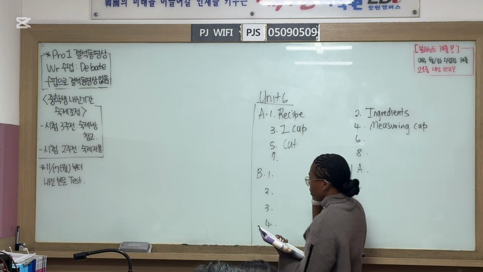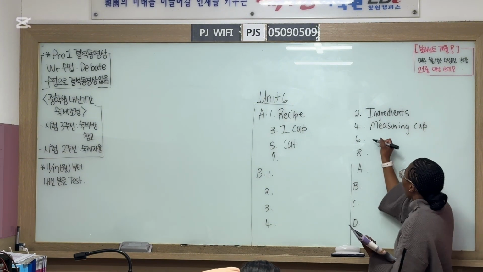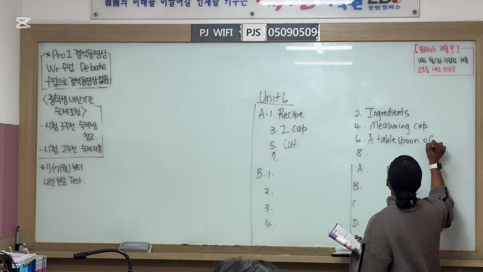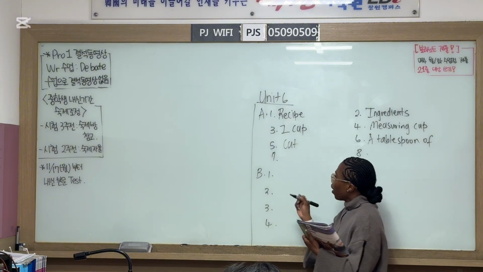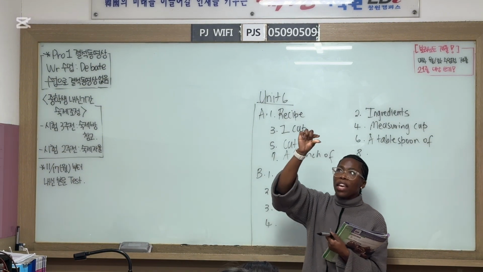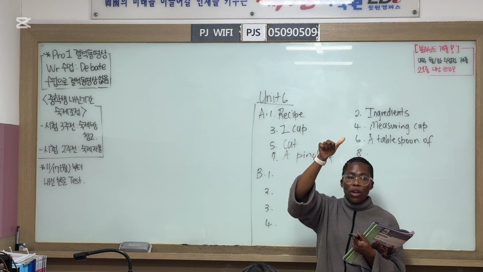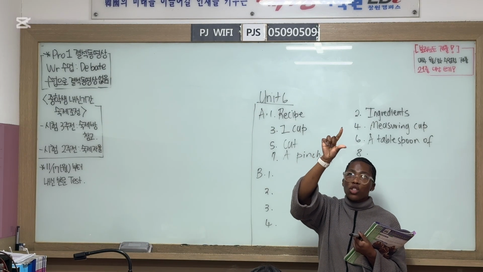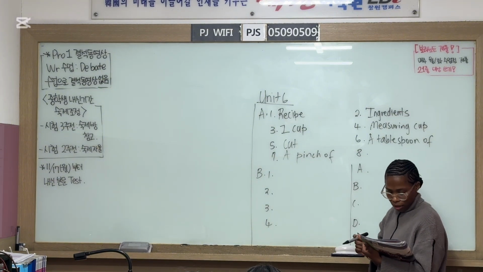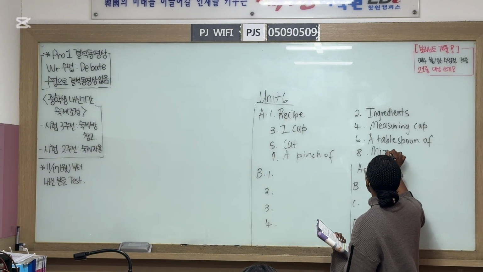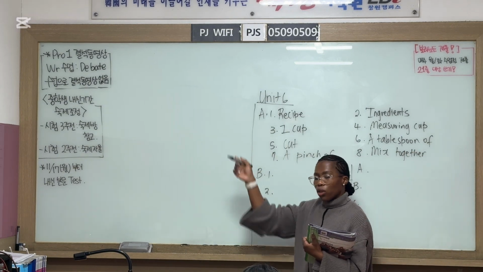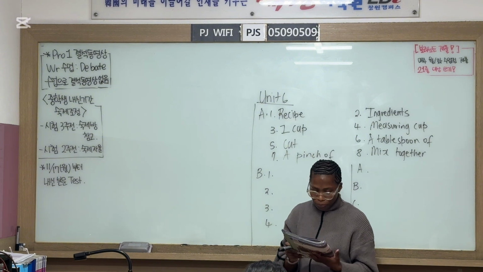Number 5, cut. Number 6, a tablespoon. A tablespoon of. Number 7, a pinch of. Remember we said a pinch. You are using your thumb and your index finger to pinch. Okay, and number 8, mix together. Good job, mix together. You must have a marking pen so that you can mark yourself.